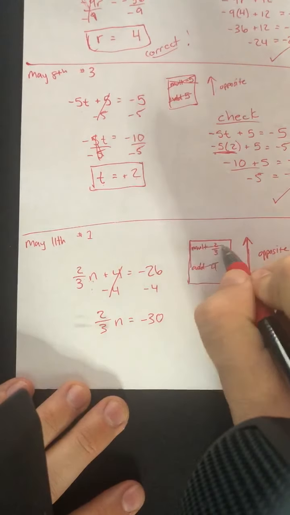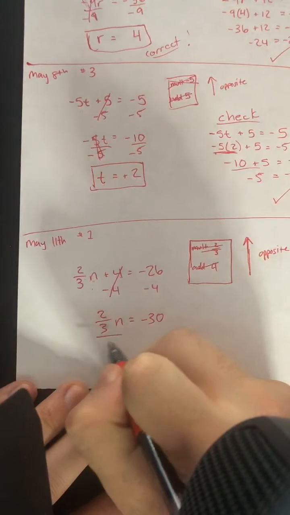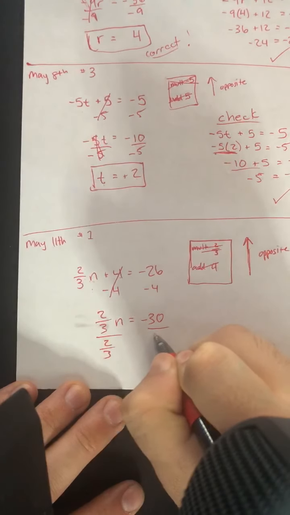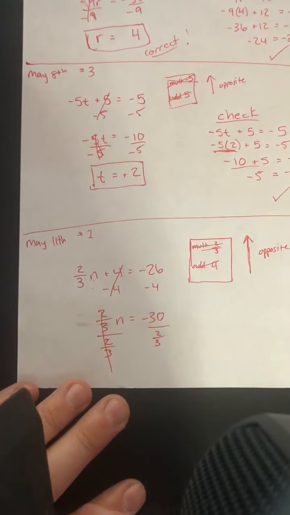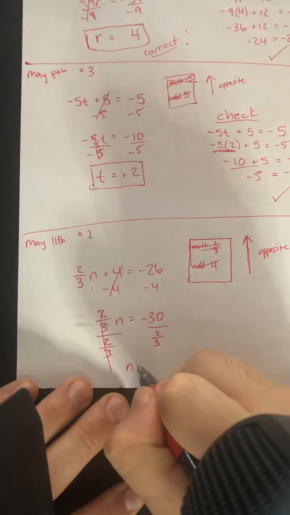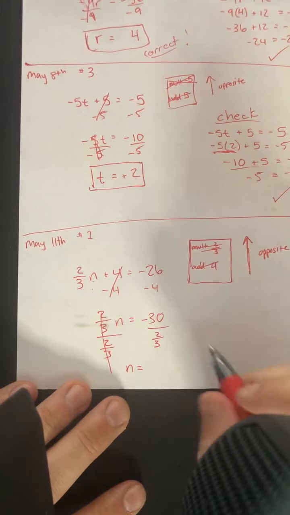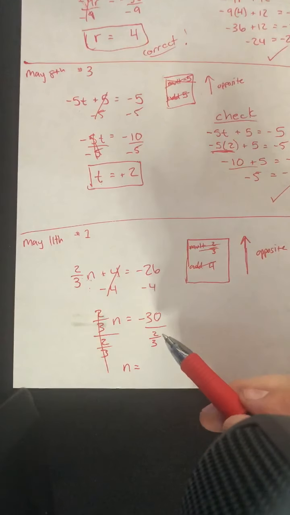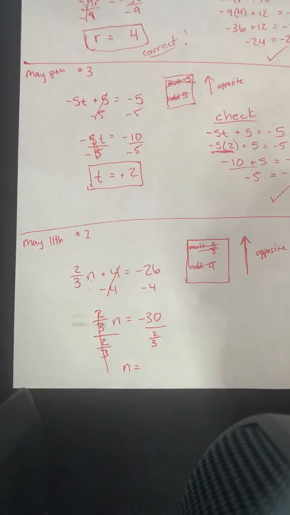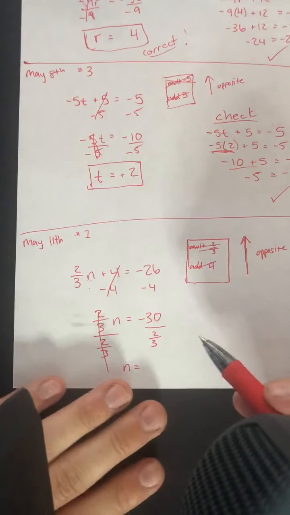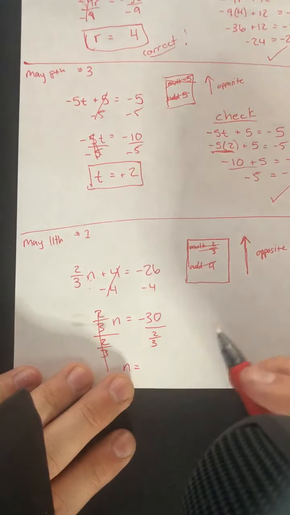What's the opposite of multiplying by 2/3? It's dividing by 2/3. Which means these cancel out. Sorry for hitting the camera. And you get n equals negative 30 divided by 2/3. Now this one could be tricky. If you have a calculator, you can do it, or what you can do is a little keep change flip to get rid of that division.